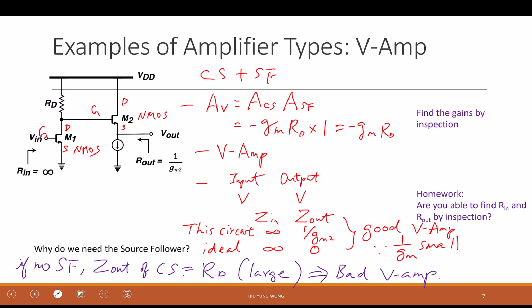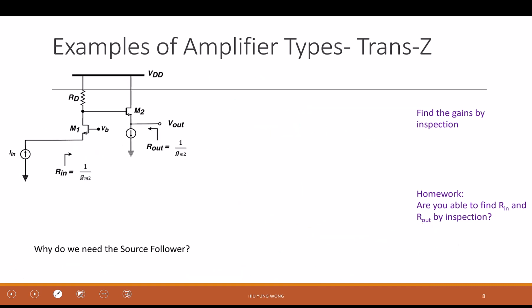So all these things are not new to you. You can solve it already. You understand everything already, right? But now we just look from this perspective. Any questions? If no, then let's move to another type of amplifier. This is what type of amplifier?